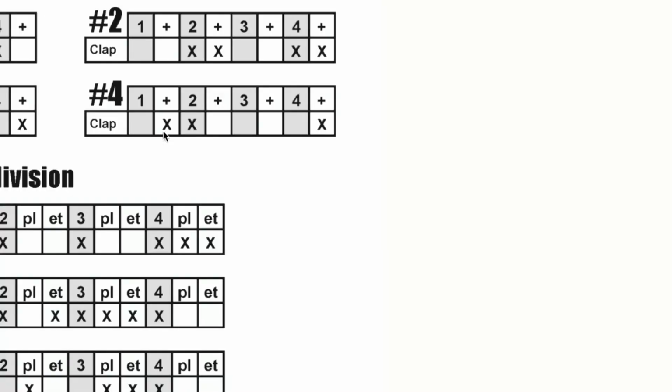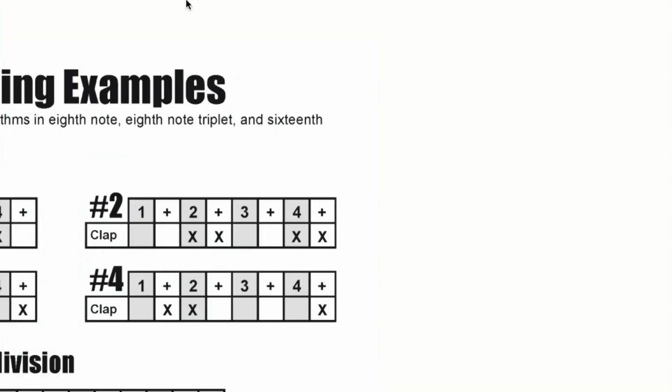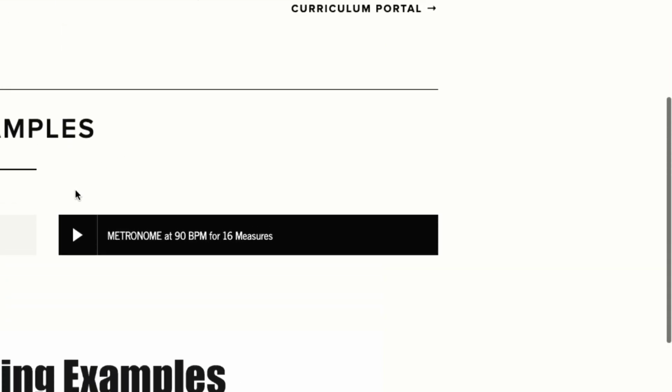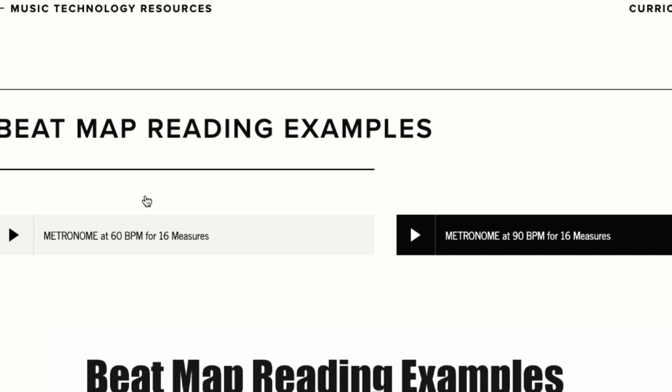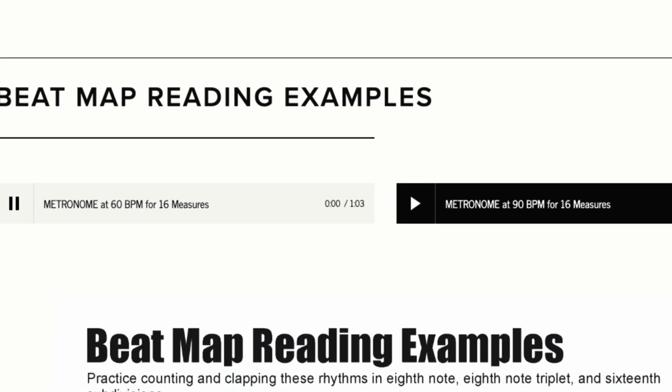So let's look at the examples again. This is our example. 1 and 2 and 3 and 4 and. So I have an attack on the and of 1, 2, and then an attack on the and of 4. You can practice using these metronomes. With these metronomes, I have one at 60 and one at 90. I'm going to turn the one at 60 on.